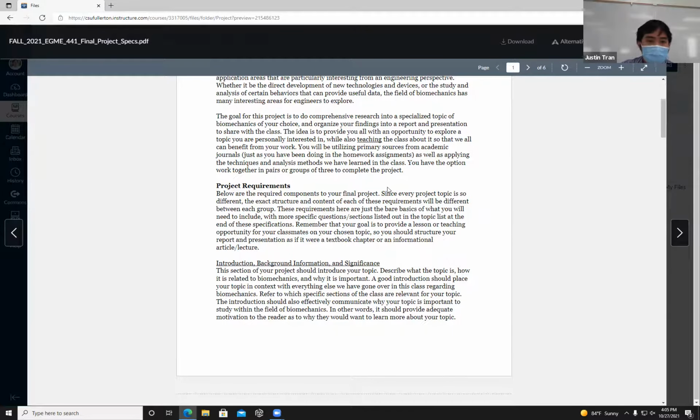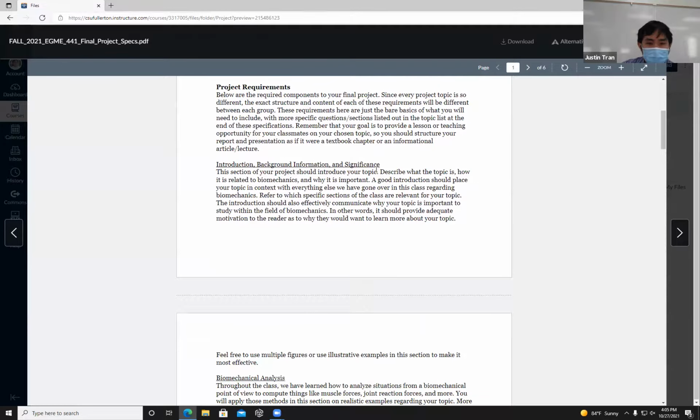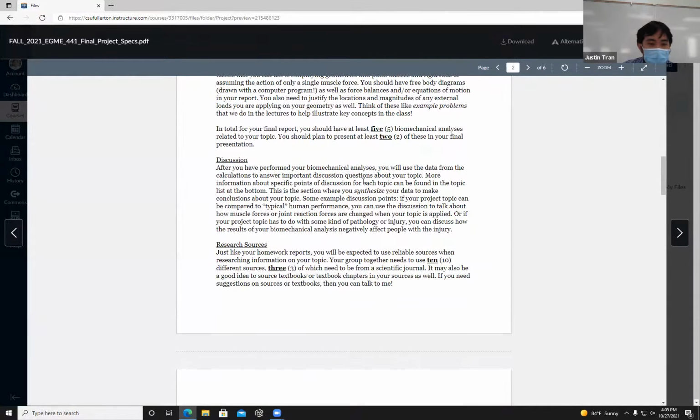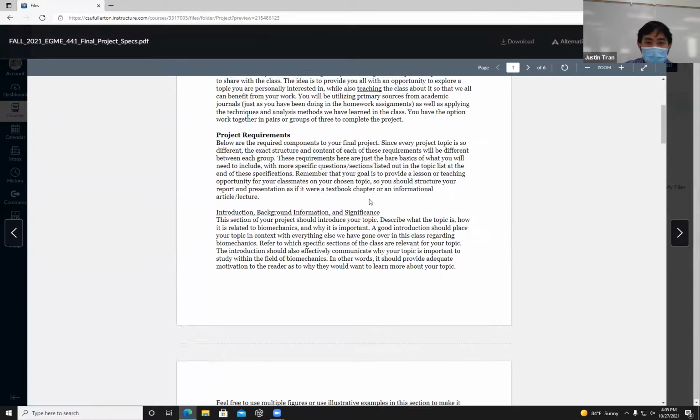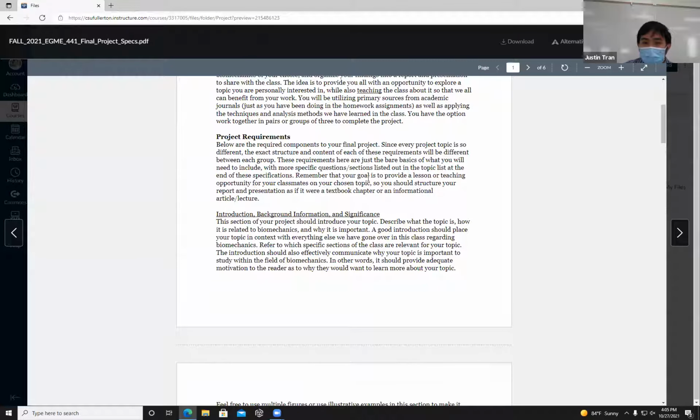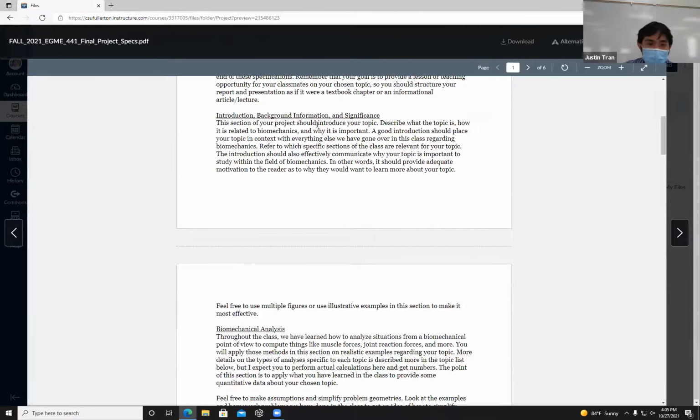All right. So let's talk about the project requirements. There's kind of 3 main areas, or I would say 4 main areas, that are going to be required for the project. The first is going to be the introduction, background information, and significance. I've grouped all of these together because they all naturally go together.